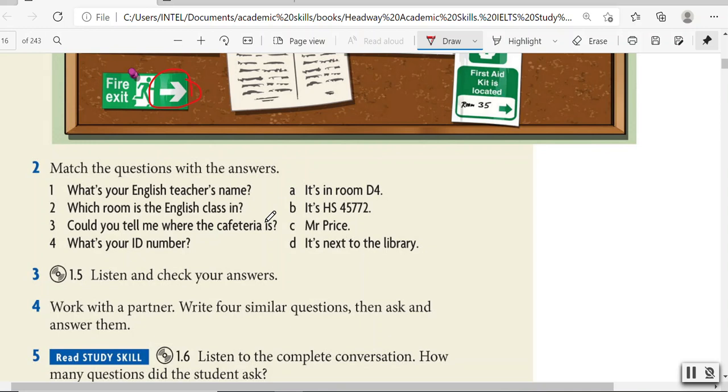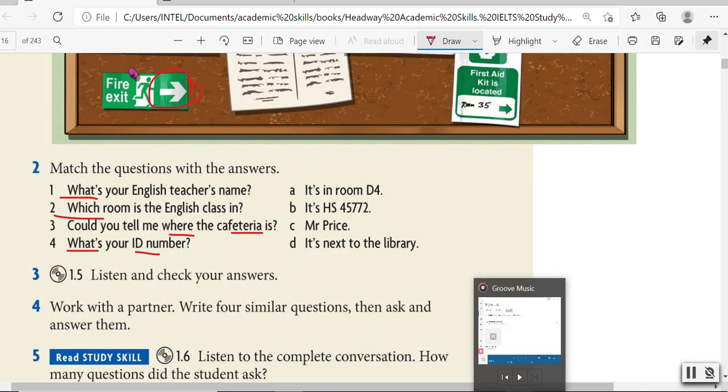What is your English teacher's name? And which room? And also, what is your ID number? Okay, tell me where the cafeteria is. Try to select it. Okay, let's listen to the audio and check your answers.